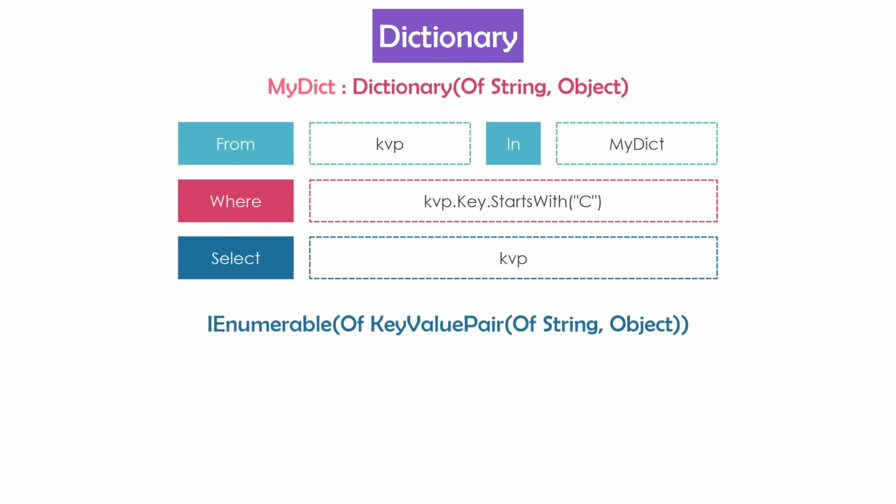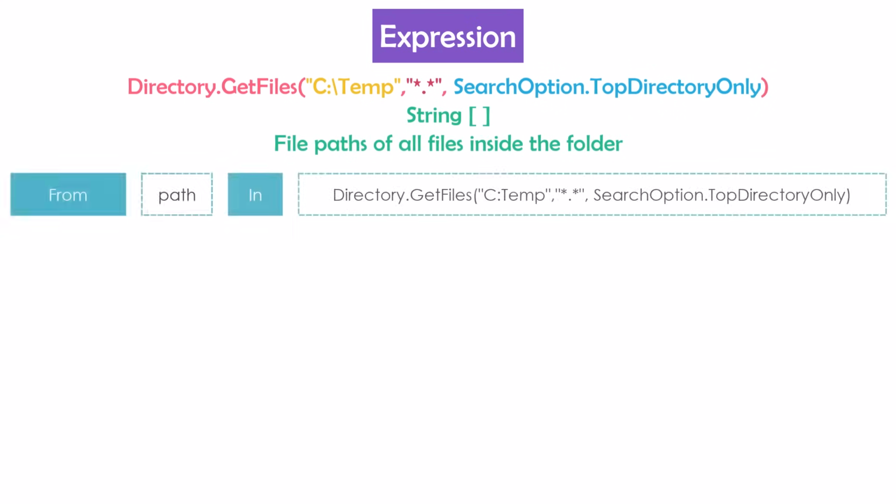Let's now see how to use from clause with an expression. For example, the following expression to get the files from a folder. This expression returns a string array, which contains the file paths of all files inside the folder. So, the type of the data source is now IEnumerable of string. It means, the range variable path is of type string, that represents the file path of each file inside the folder.